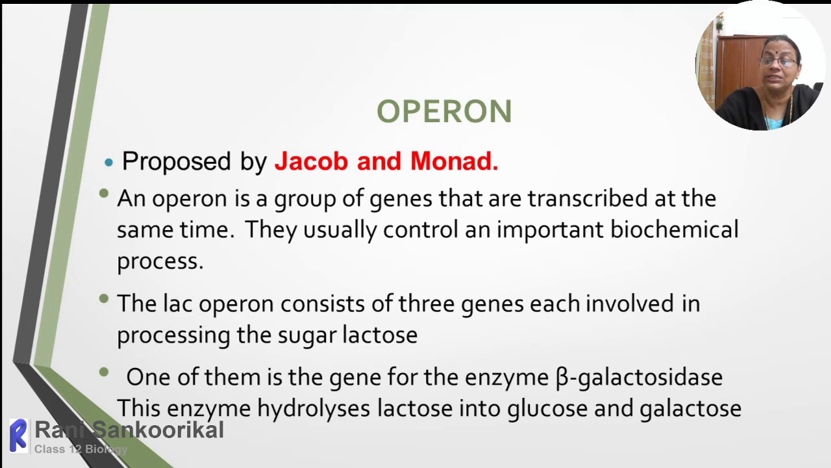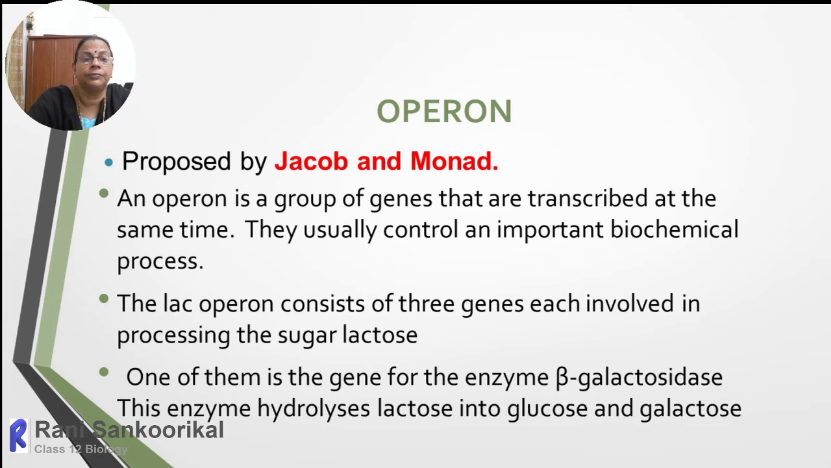Here, the concept of gene regulation was proposed by two scientists, Jacob and Monod. They proposed the regulation of protein synthesis at the transcriptional level, and they called the gene regulatory unit which regulates the expression of a gene an operon. An operon is a group of genes that are transcribed at the same time, and they usually control an important biochemical process.